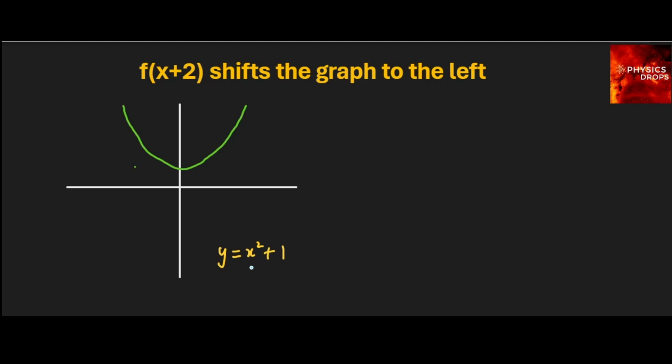Let's look at a function f of x, which is x squared plus 1, for example, and see what happens when we do f of x plus some constant number, let's say f of x plus 2. Now we would think that when we do f of x plus 2, the graph of this function would shift to the right, but that's not the case. The graph actually shifts to the left. Let's try and intuitively understand how this happens.